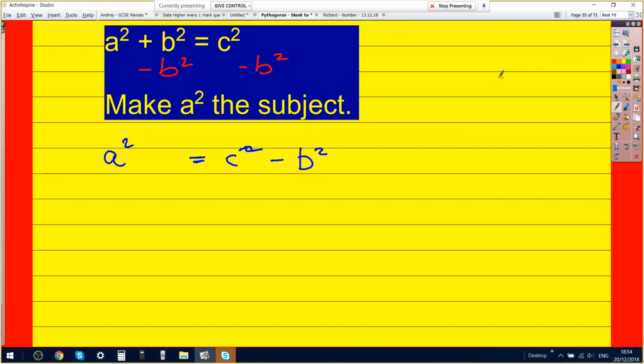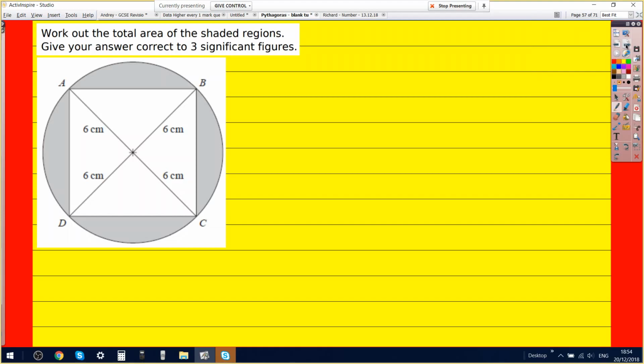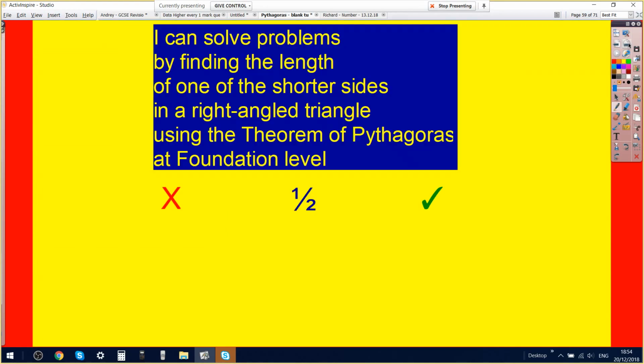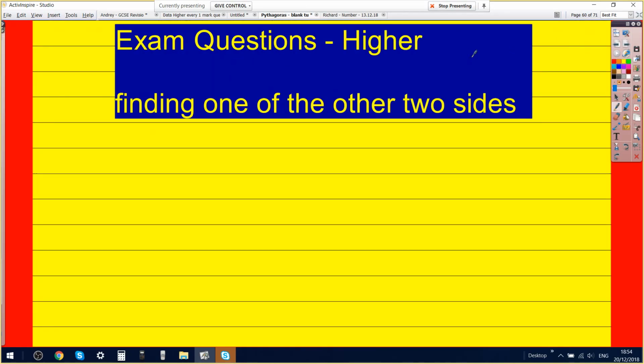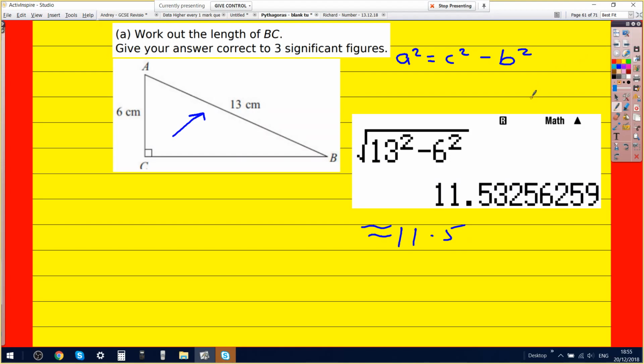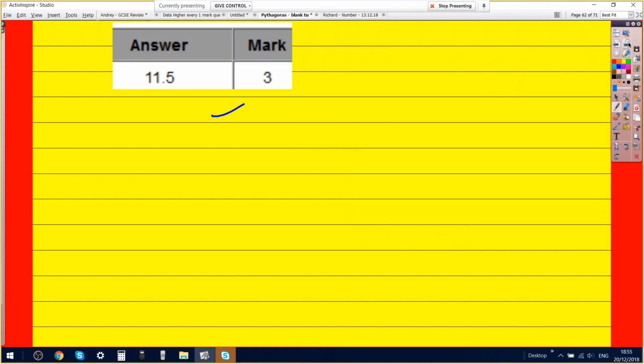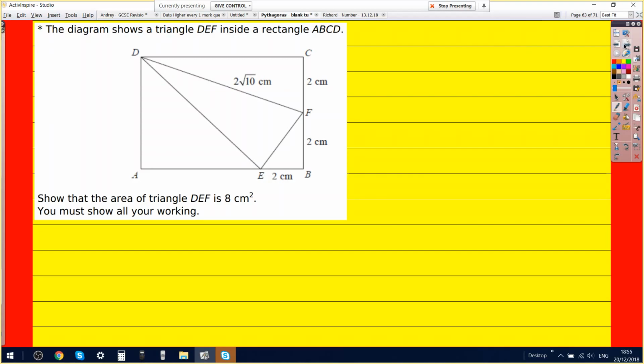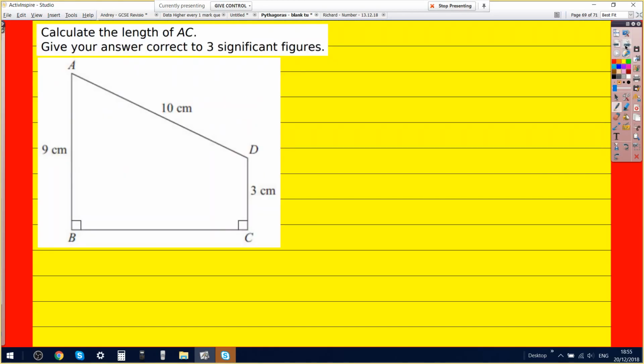So then this one, if you have to work in reverse, it's instead of plus, it's a minus. And just make sure you label the correct one is C, the one up at the right angle. Yes, and so this one was 13 squared take away 6 squared, because we were given the hypotenuse and we had to find one of the other two. So it's just that in reverse. And let me just check.